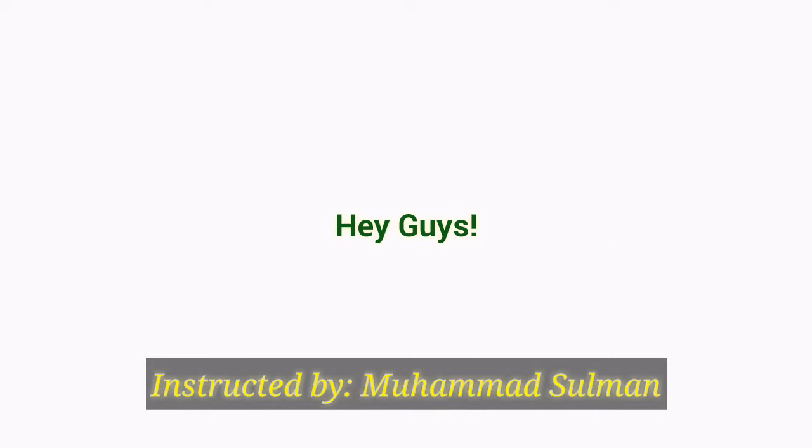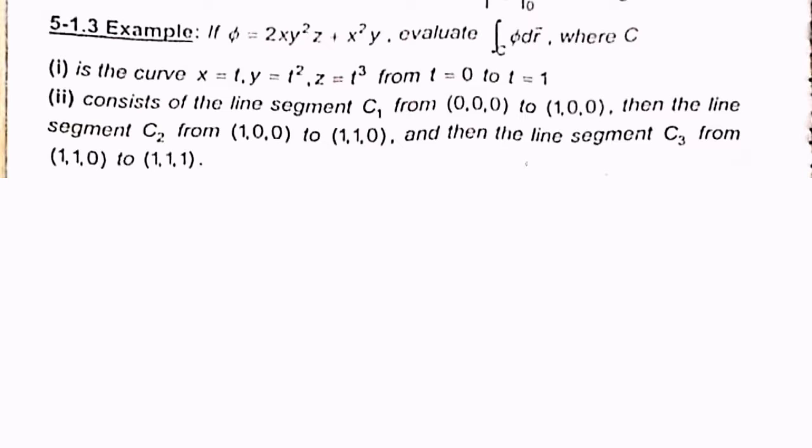In this video, I will teach you about another suitable example of line integral. The statement of the example is: if phi is equal to 2xy squared z plus x squared y, evaluate the line integral of phi dr over C, where C, the first part of this question, is the curve x is equal to t, y is equal to t squared, z is equal to t cubed from t equals 0 to t equals 1.